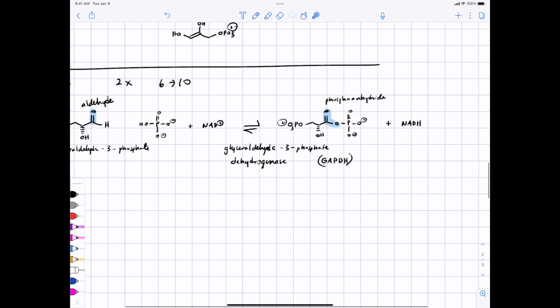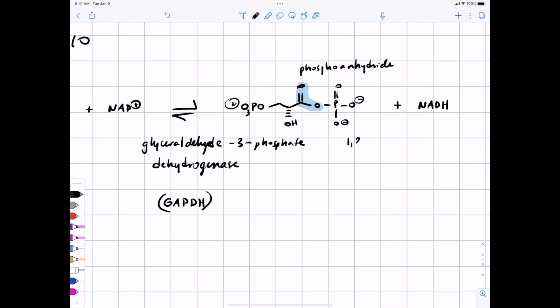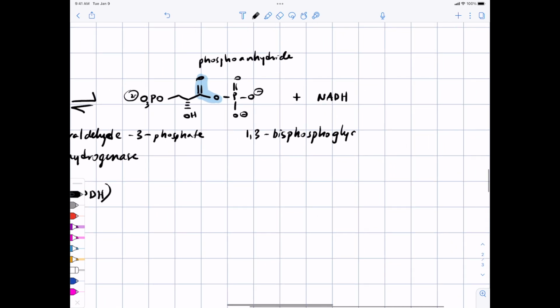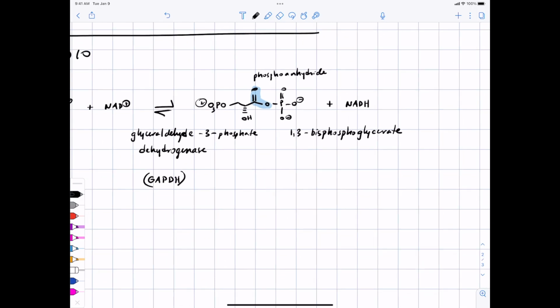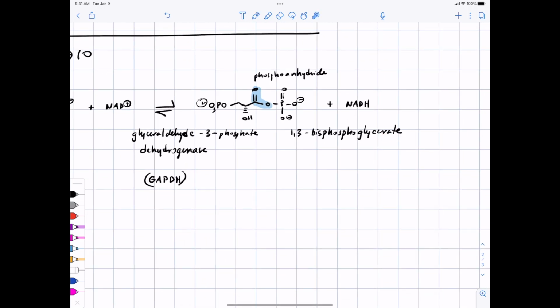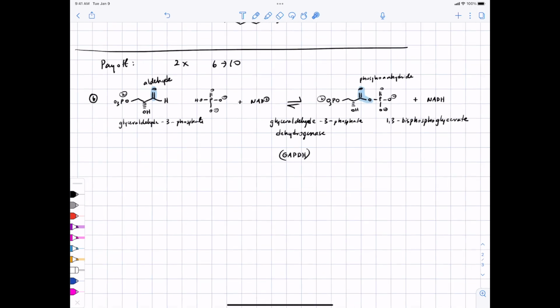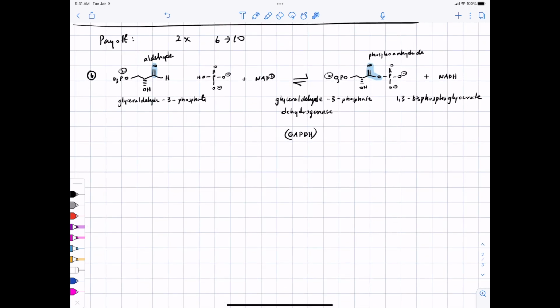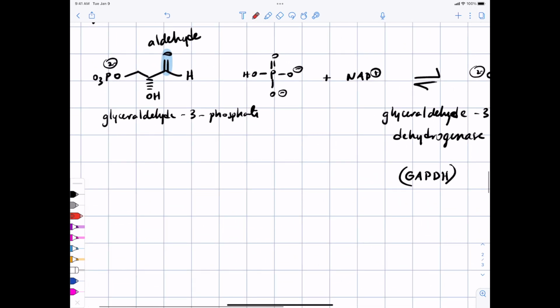The product is called 1,3-bisphosphoglycerate. There's that bis, meaning 2, bisphosphoglycerate. And the glycerate tells you that we're at the oxidation state of a carboxylic acid. All right, let's talk mechanism. First, inorganic phosphate is going to act as a nucleophile to attack the aldehyde.